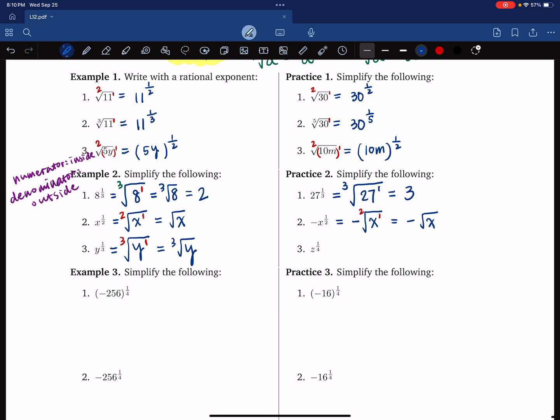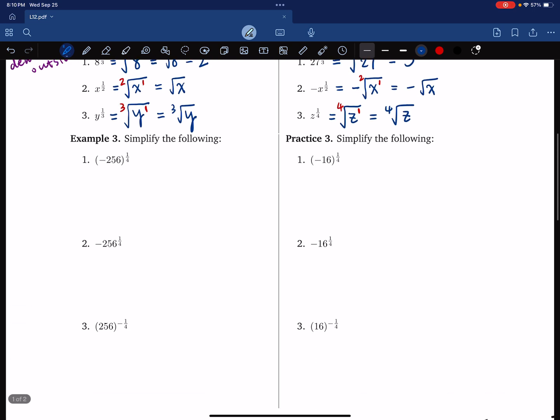Practice 2, number 3, z to the 1 over 4. So start with the base, z, and then radical sign. Numerator is 1, goes inside. Denominator is 4, goes outside. And this will be 4th root of z. Because we don't know what z is, this will be the most simplified form.